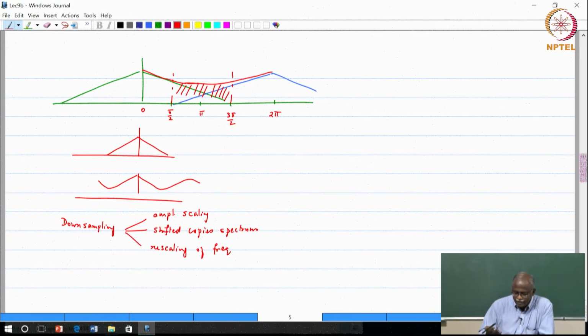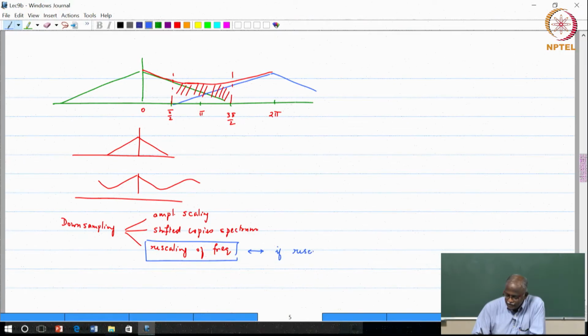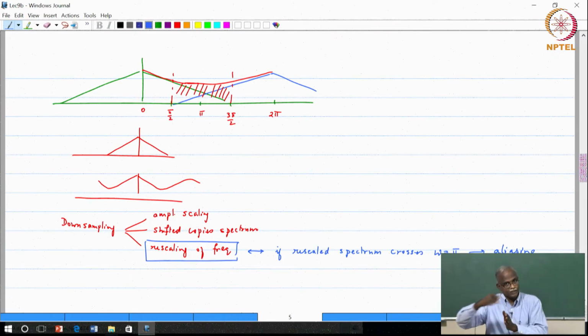Now, basically what we can say about the occurrence of aliasing is that rescaling will happen when I do the downsampling. If the rescaled spectrum crosses omega equal to pi, then I will have the effects of aliasing. Why? Because the next copy is going to be centered around 2 pi, and this initial spectrum has gone beyond pi. So, when I shift it, there is going to be overlap between these two copies of the signal.